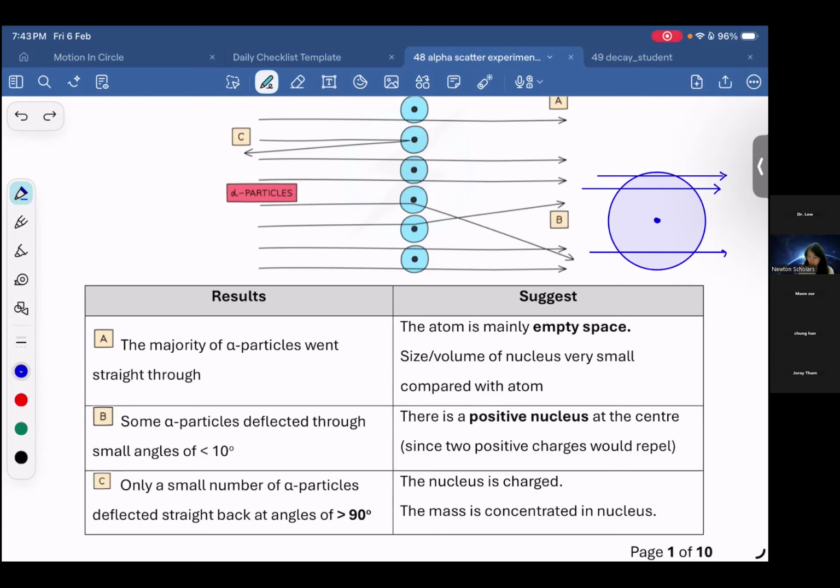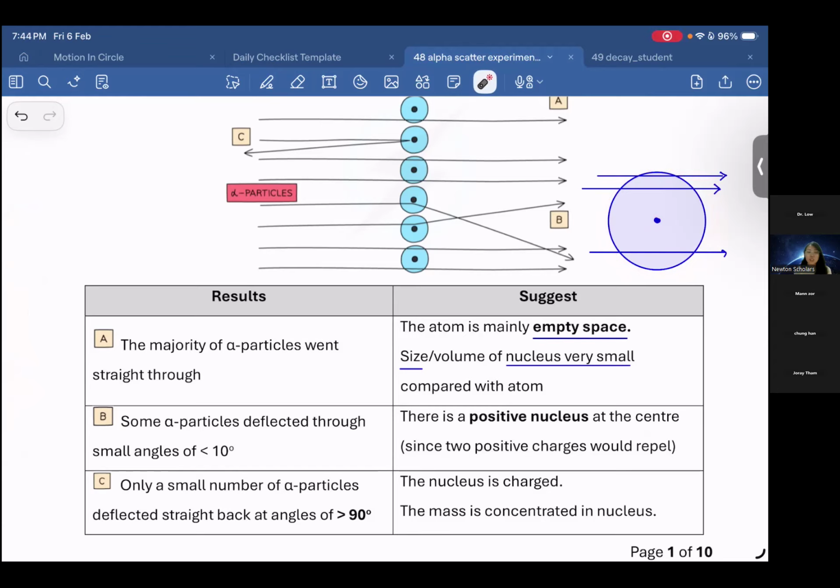Okay, then these are the observations. The atom is mainly empty space, from the observation that most of the alpha particles go straight without changing direction. So the size of the nucleus is very small. My diagram here shows this is my nucleus, and this is the whole atom. So the nucleus is very small. Most of the time it's just empty, then go straight.